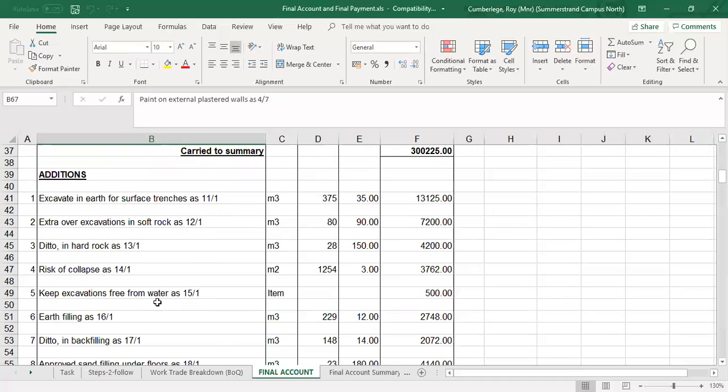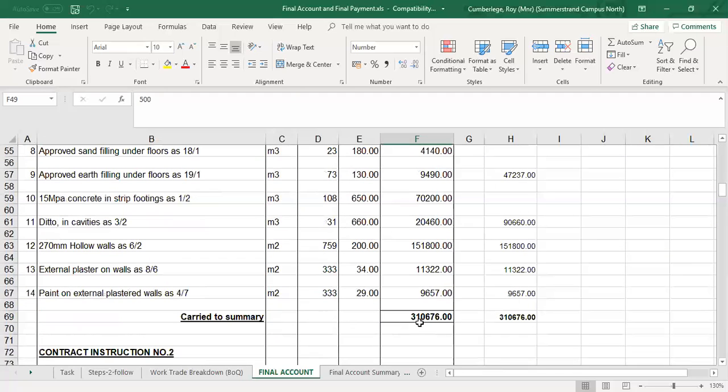If we also look at the keep excavations free from water, in this case the omissions was 500 and the additions was also 500. The argument here could be that, remember in the omissions we had 350 for excavations. In the new measured quantity, that's 375, so that's not going to make a major difference. So you could negotiate with the contractor and we can agree on the same amount. If the additions is substantially less or more, we can argue and say, well, let's increase that or decrease that on a pro rata basis.